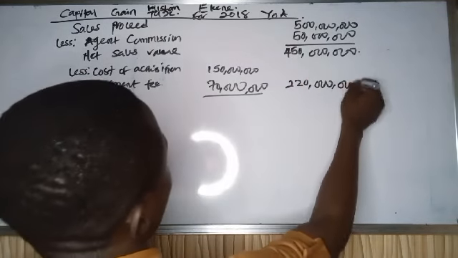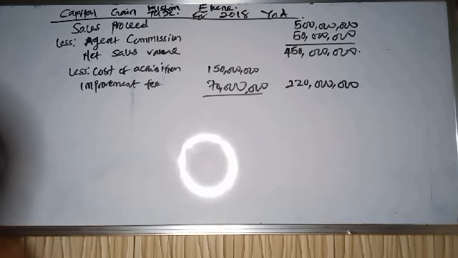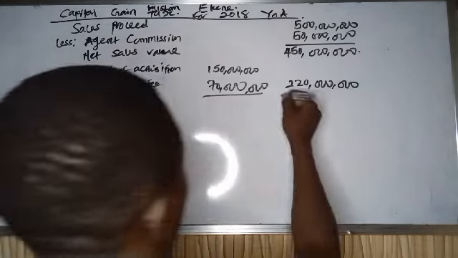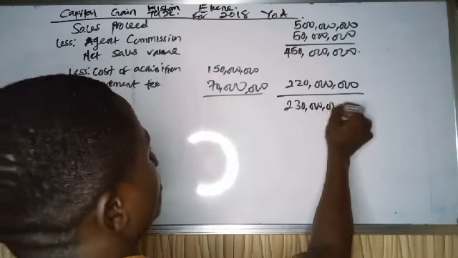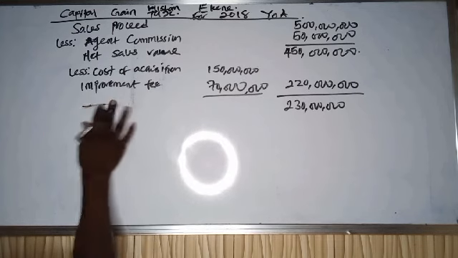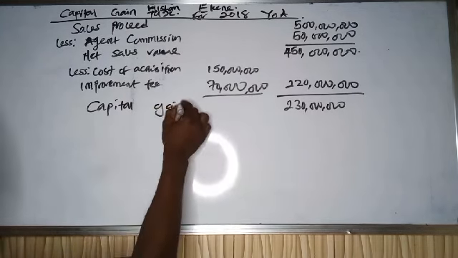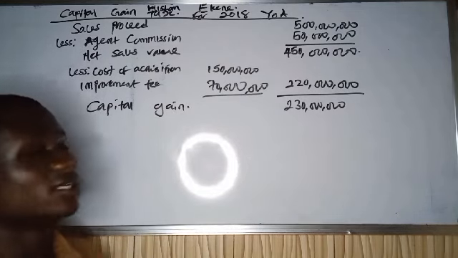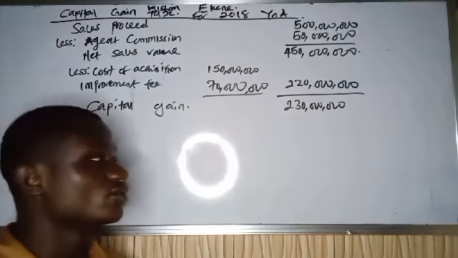So 220 million from 450, by my calculator here, I'm going to be having 230 million as my capital gain. So my capital gain is 230 million. So let's go on to calculating rollover relief.